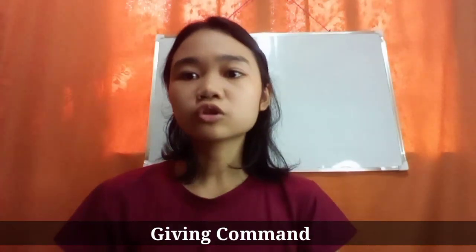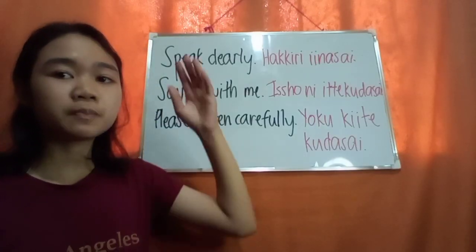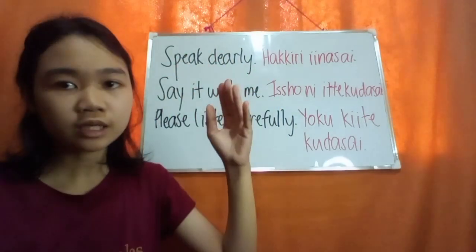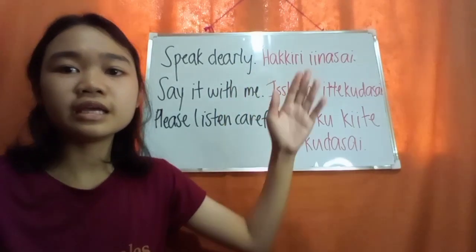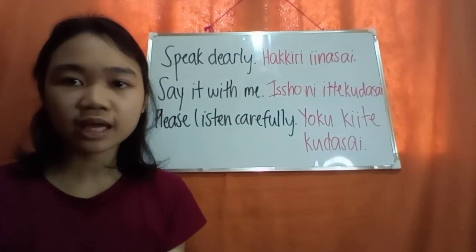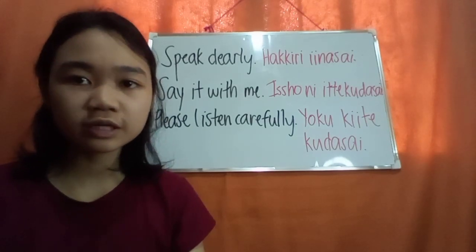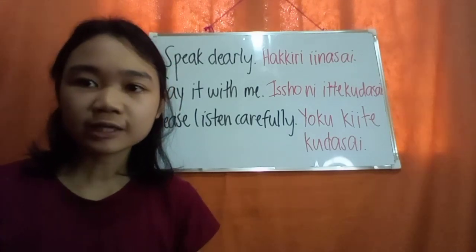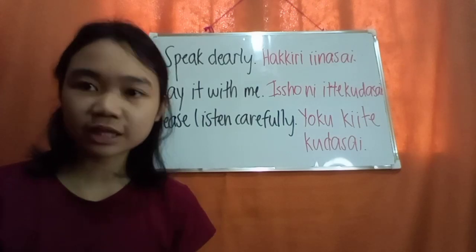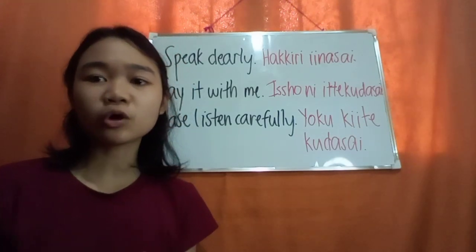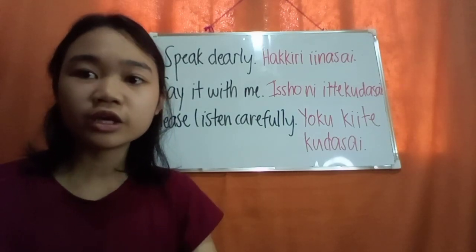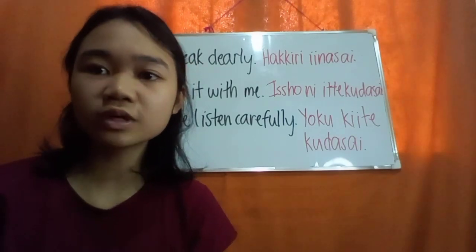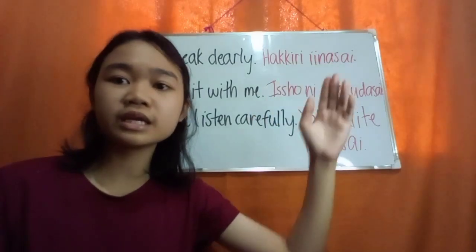Next, let's talk about the teacher giving a command to his or her student. We may not have a chance to speak in this way, but we have to understand what they are saying. First, speak clearly. Hakkiri iinasai. Hakkiri is slowly or clearly. Iinasai is speak. Nasai is a form of command. Ii comes from the word iu, which means speak or tell. So, speak clearly is hakkiri iinasai.